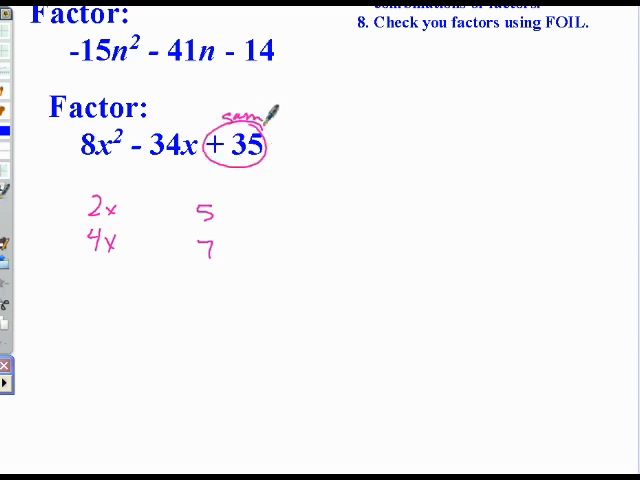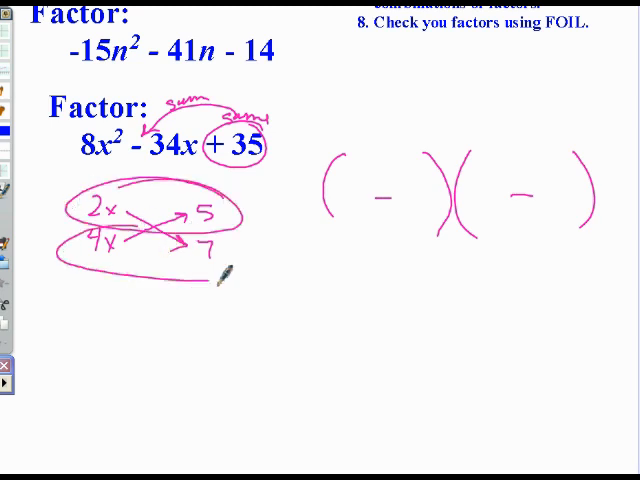They're same signs, they're both negative. So this is a little bit easier. I don't have to think about the signs. I know it's going to be minus minus. So now we're looking for the sum. We want our cross products to have a sum of 34. So 20x and 14x, there you go. We got 2x minus 5 and 4x minus 7.